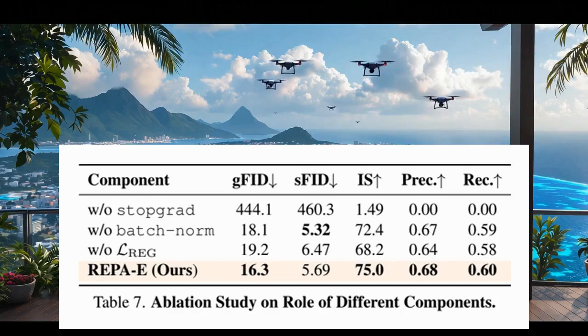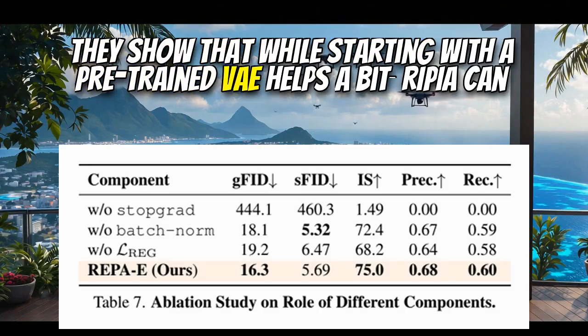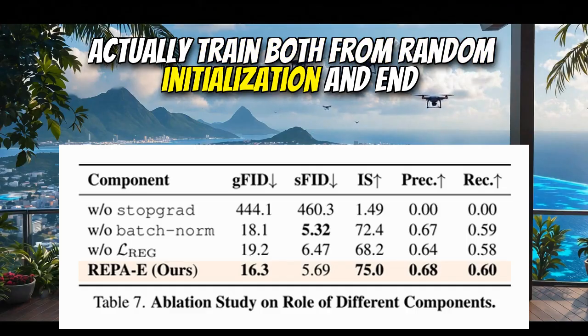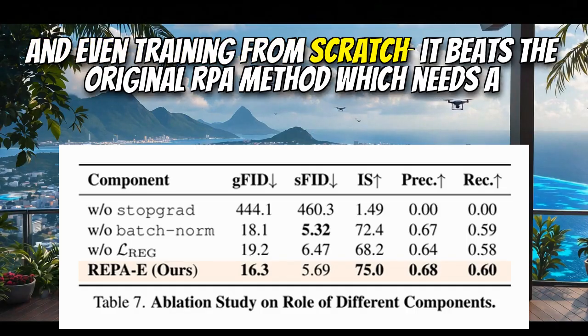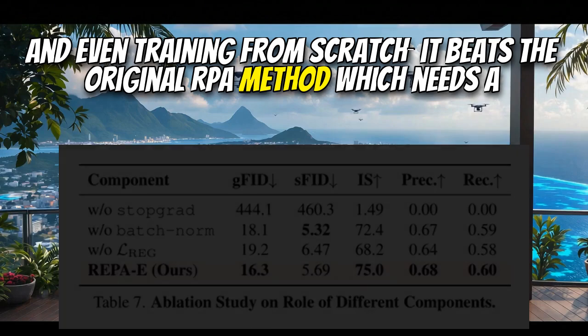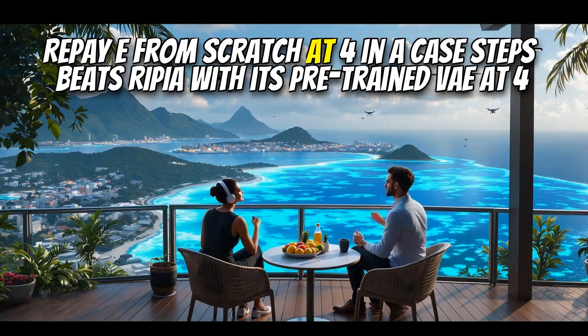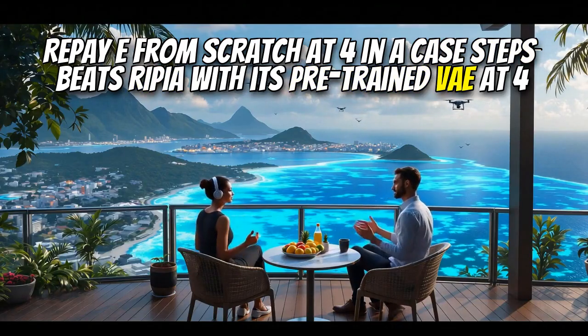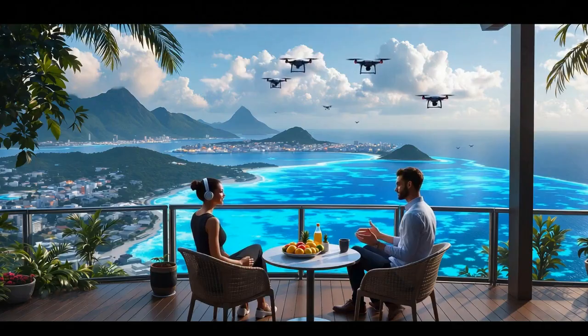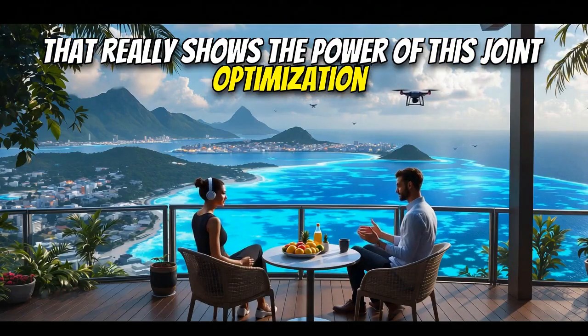Right, this is huge. They show that while starting with a pre-trained VAE helps a bit, REPA-E can actually train both from random initialization end to end. And even training from scratch, it beats the original REPA method, which needs a pre-trained VAE. Comfortably. REPA-E from scratch at 400K steps beats REPA with its pre-trained VAE at 4 million steps. That really shows the power of this joint optimization.